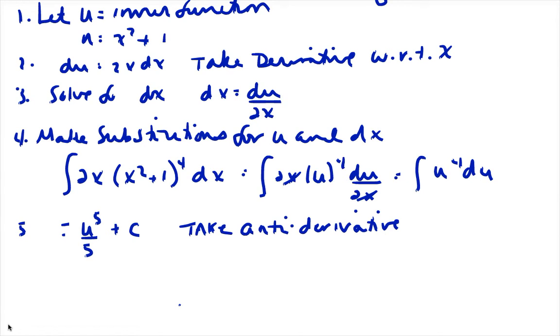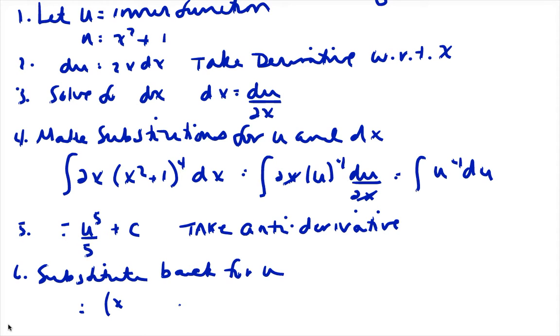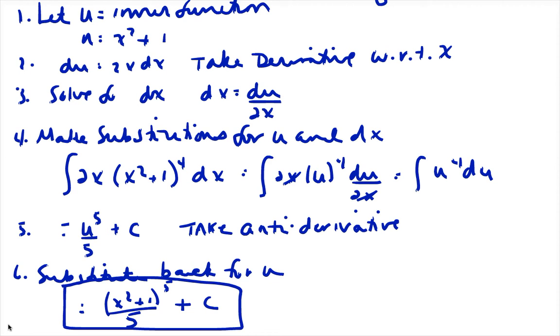So that really was step 5. Take the antiderivative. And step 6, we're going to substitute back for u. And when you do that, you get x squared plus 1 raised to the fifth over 5 plus a constant. So that's your answer to the original integral.